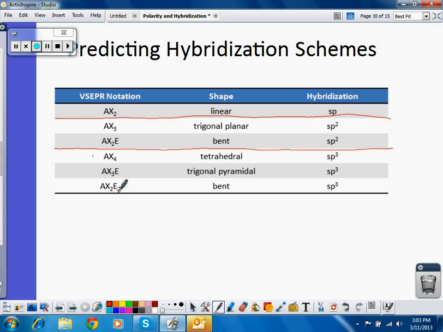We will not worry about hybridization of expanded octets, even though if you look in your book, it's in there, and it talks about things like sp3d, sp3d2. We do not worry about those things anymore. That's a fairly recent development in bonding. So sp, sp2, and sp3 are the only 3 hybridization states you need to worry about, based on the shape, which is based on the VSEPR notation, which is based on the Lewis structure. So everything goes back to the Lewis structure.